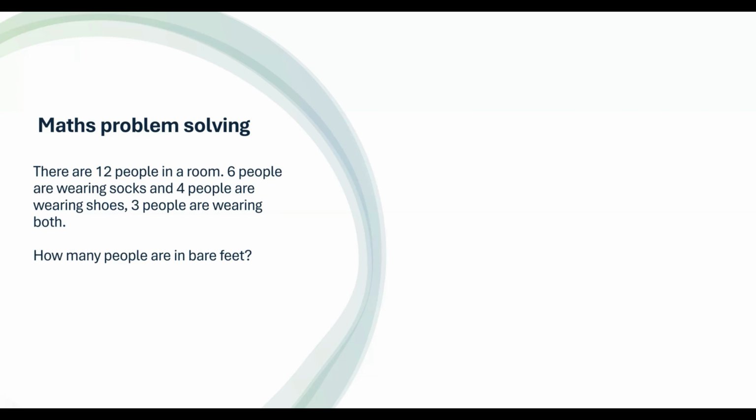We have 12 people in a room. 6 people are wearing socks. 4 people are wearing shoes. 3 people are wearing boots. How many people are in bare feet? Now, to solve this, all we need to do is to group the information and build a Venn diagram. So we have 12 in the room, 6 wearing socks, 4 wearing shoes, 3 wearing boots. It's important you put the 3 wearing boots, and we have socks, label the sets properly, and shoes.